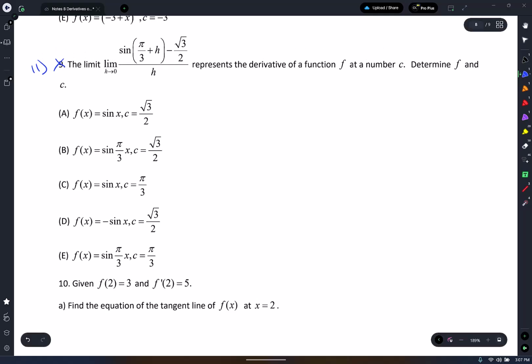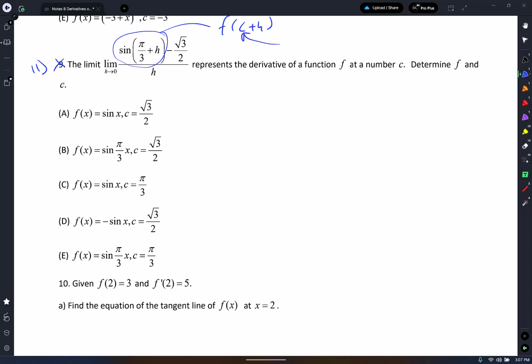So here's a hint. You see this right here? This obviously has to be f of c plus h, where c looks like pi over 3. So how do I get the square root of 3 over 2? That has to be f of c. So what is f of pi over 3? Sine of pi over 3 is square root of 3 over 2. So that means your f of x must be sine x.